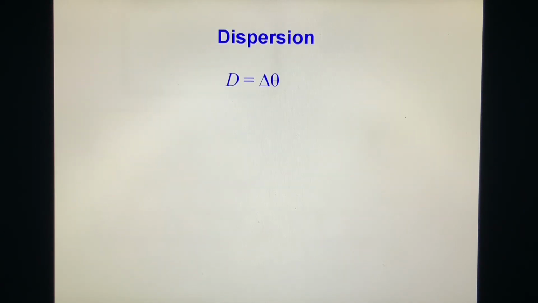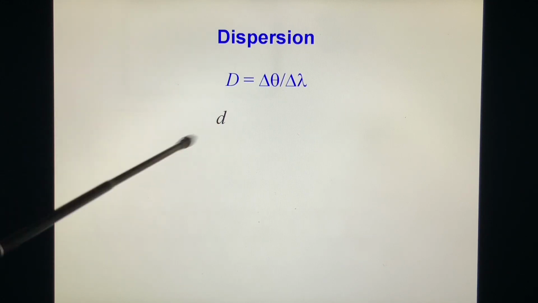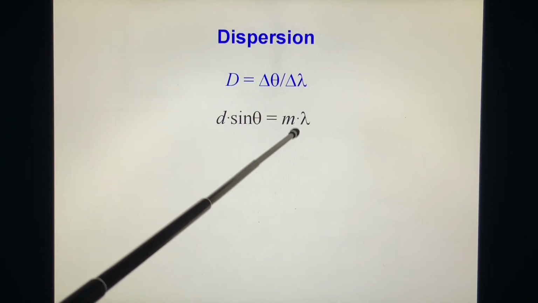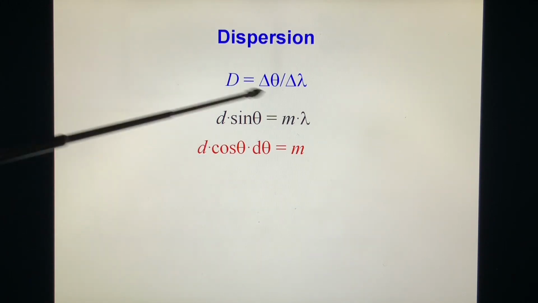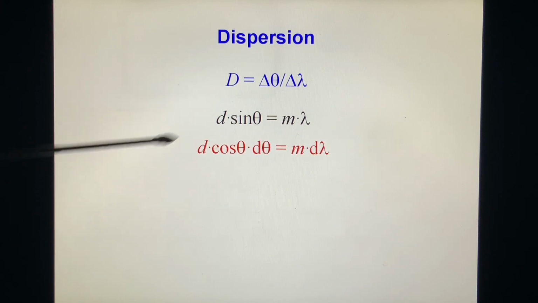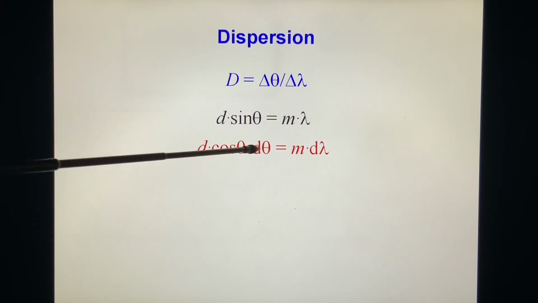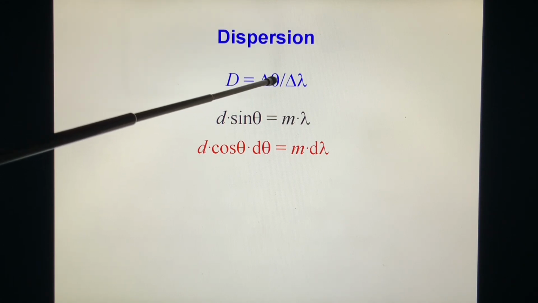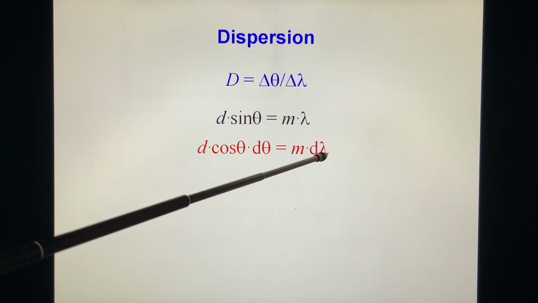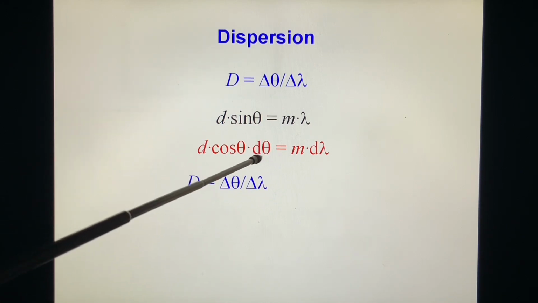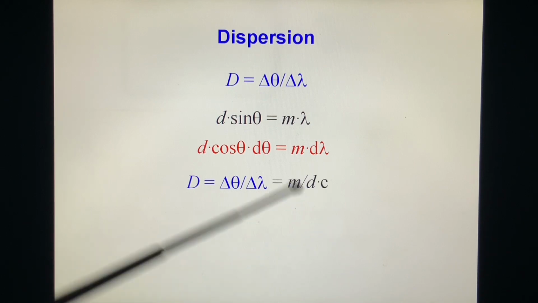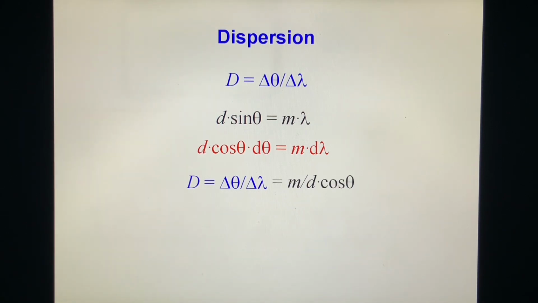Now look at how we calculate this. We have the equation d sine theta equals m lambda. This is the maximum. So we take the derivative on both sides. We get d cosine theta d theta equals m d lambda. So we found d theta d lambda equals m divided by d cosine theta.